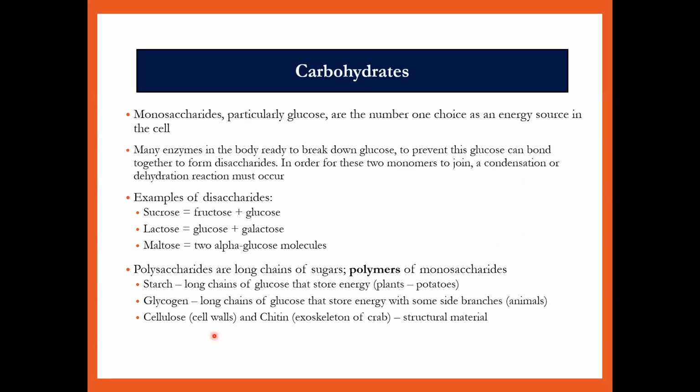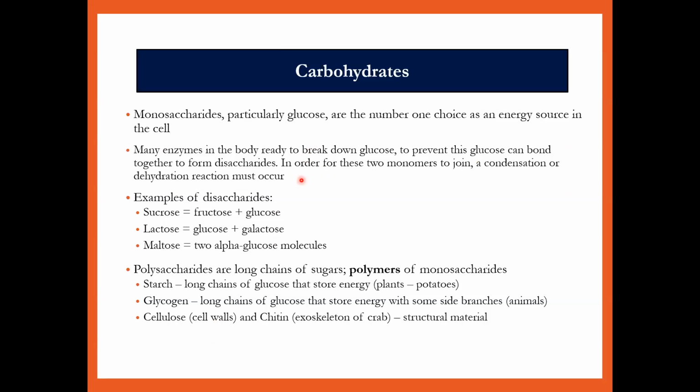So monosaccharides, particularly glucose, are the number one choice as an energy source in the cell. Your body loves to use glucose as an energy source, and it's often referred to as short-term energy storage, whereas fats or lipids are referred to as long-term energy storage. There are many enzymes in the body that are ready to break down glucose to use it. So in order to prevent this from happening, glucose can bond together to form disaccharides.